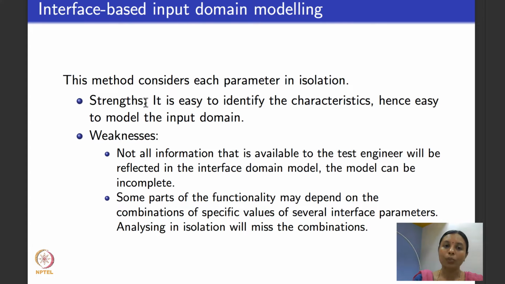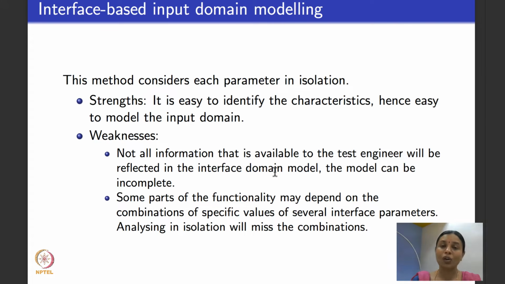What are the possible strengths of the interface-based approach? It is supposed to make it easier to identify the characteristics because we really don't worry about how they influence each other, how one influences the other. And what are the weaknesses? The problem is typically that not all information is available to the test engineer that will be reflected correctly in the interface domain model when we consider each characteristic separately.